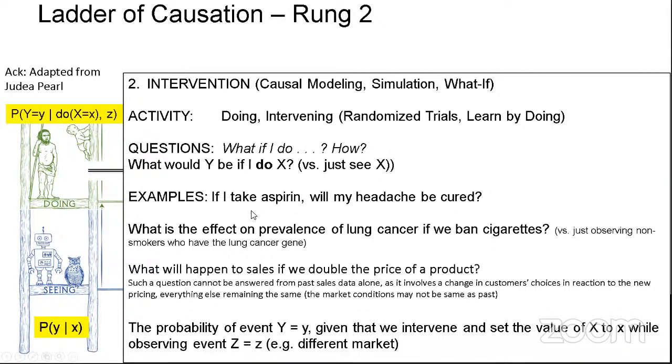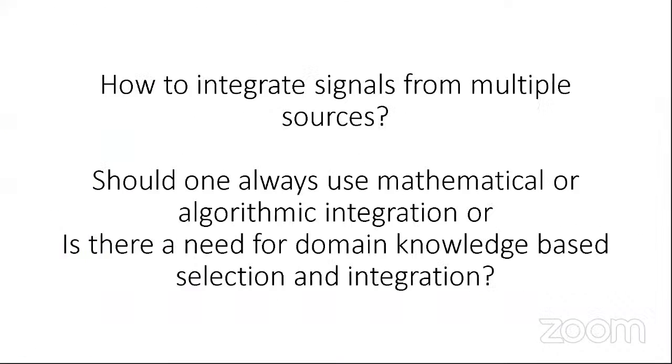Another example could be, if I take aspirin, will my headache be cured? Or what would Y be if I do X, basically? This is about learning by doing. So to be able to do this, you have to be able to integrate signals from multiple sources. That's what we saw in the very first picture about that hierarchy that I showed you. What kind of integration would you use to be able to create these models?